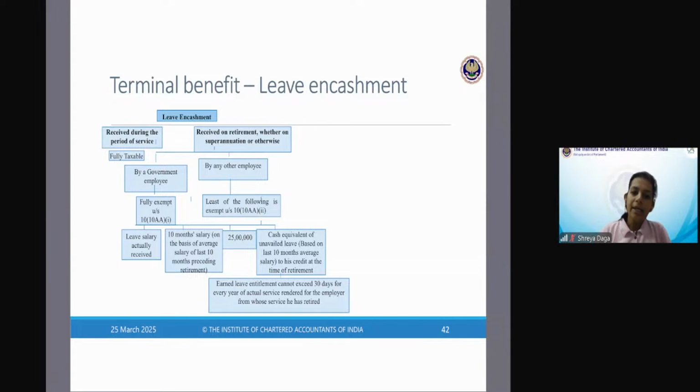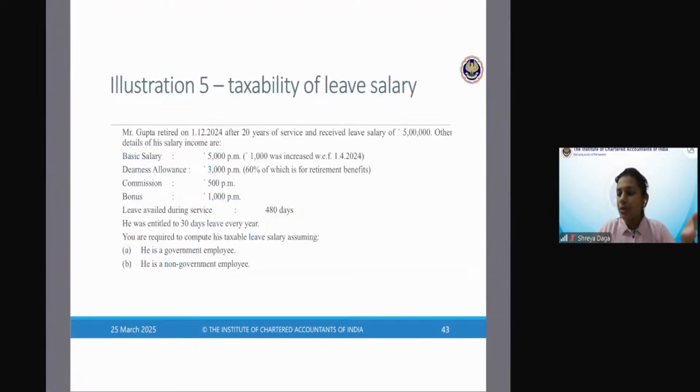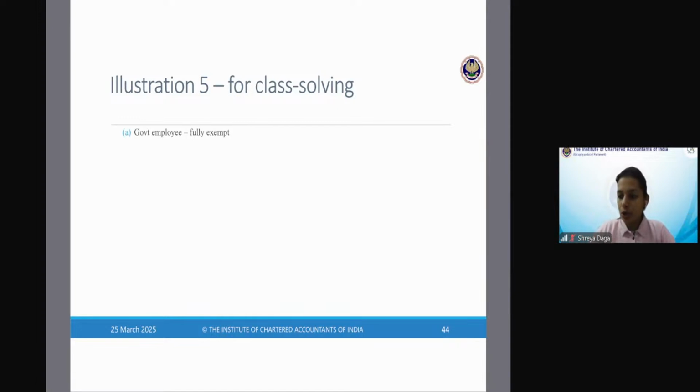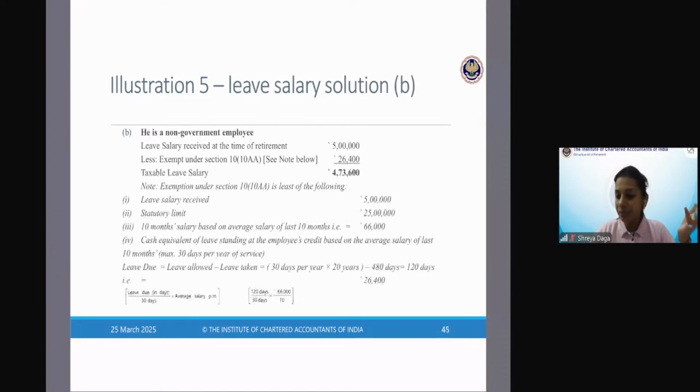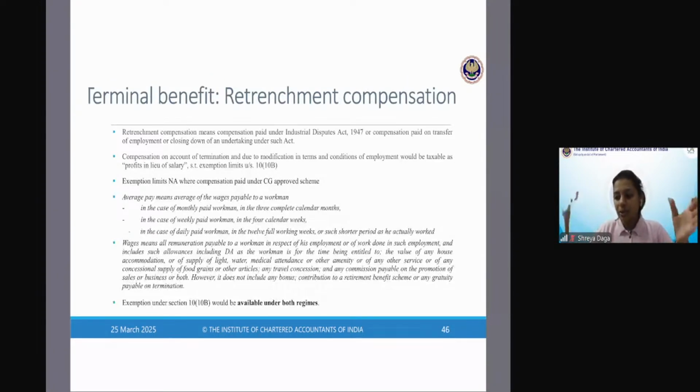Okay. Then there were two other limits, about 10 months salary and cash equivalent of the leave entitlement. And we calculated the unused leave, and then we found out how to do that. Okay. So we did sums on that. So you understood also how it is done. Then we did retrenchment compensation.